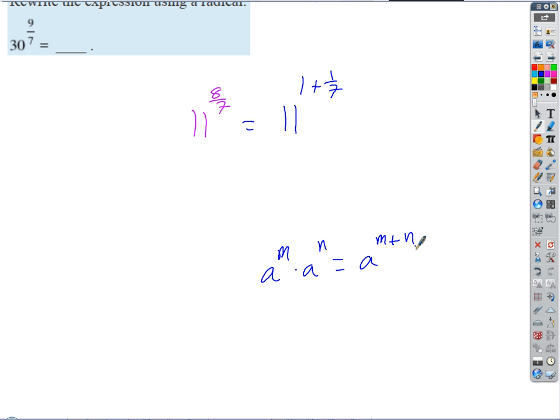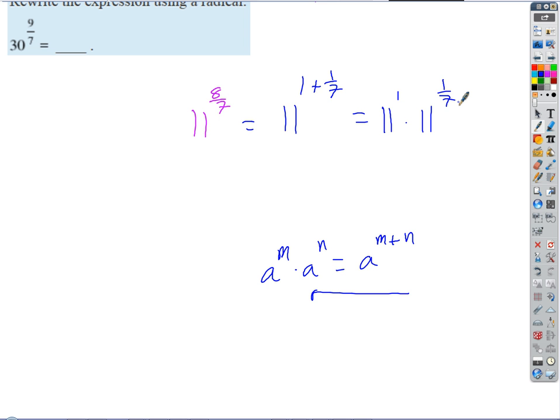Well, we can go both ways with that. If I had, for some reason, a to the power of m plus n, I could rewrite that as a to the m times a to the n, right? So if I have 11 to the 1 plus 1/7, how could I write that as a product of bases? It's 11 to the 1 times 11 to the 1/7.